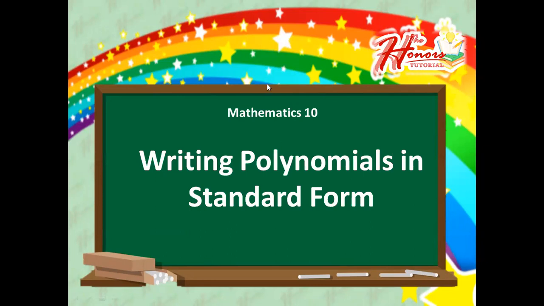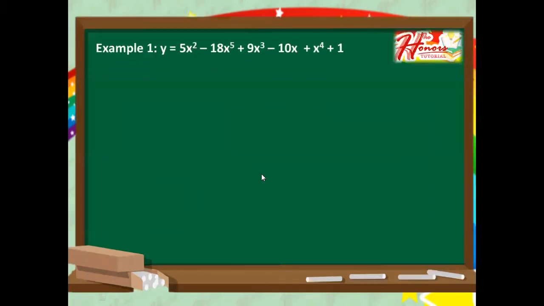Our topic for today is about writing polynomials in standard form for Mathematics 10. For example, number 1, we have here y equals 5x squared minus 18x raised to 5 plus 9x cubed minus 10x plus x raised to 4 plus 1. So how are we going to arrange this? You should have your exponents in decreasing order. So meaning the highest exponent should be in the first term.